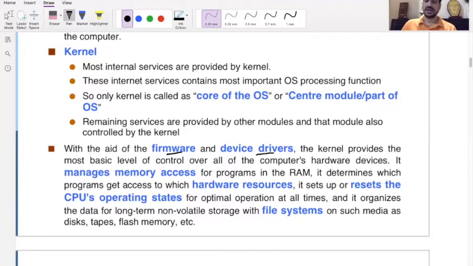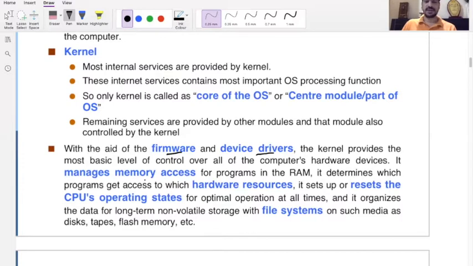So we have internal hardware, which will be managed by the firmware, and we have external hardware, which will be managed by the device drivers. So both will be managed by the kernel. The kernel will decide which particular device driver has to be called at what particular time, and which particular process has to be served by this hardware. So it is managed by that.